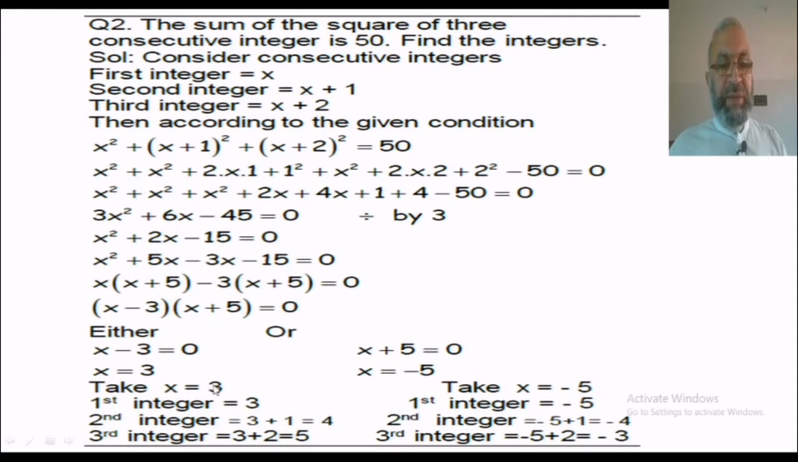If we take positive, we get 3, 4, 5. If we take negative, we get minus 5, minus 4, minus 3, which are consecutive integers in both the cases, positive and negative.